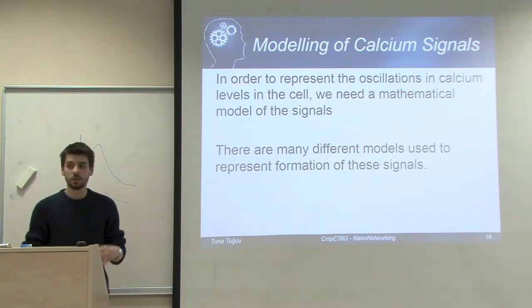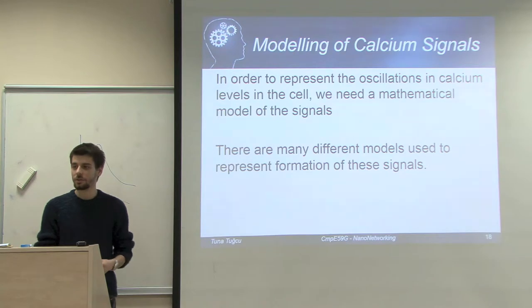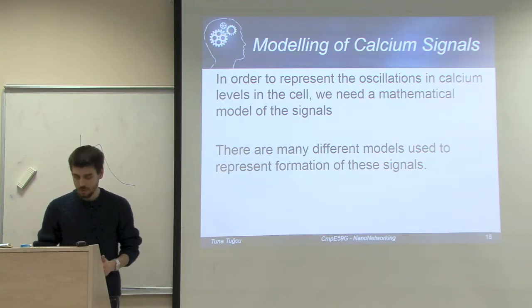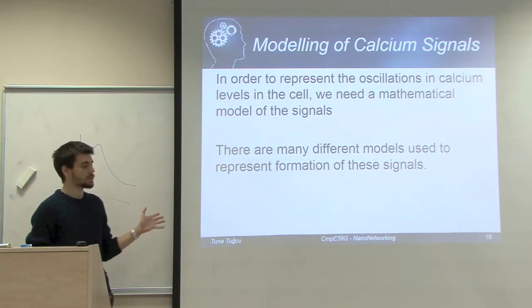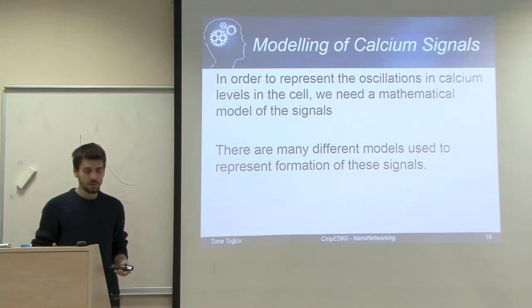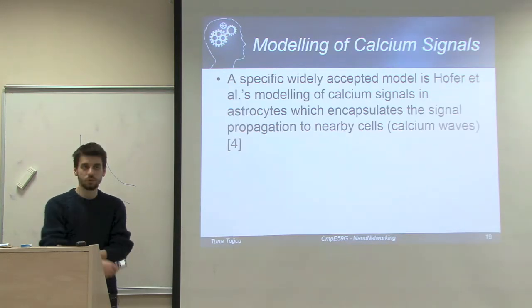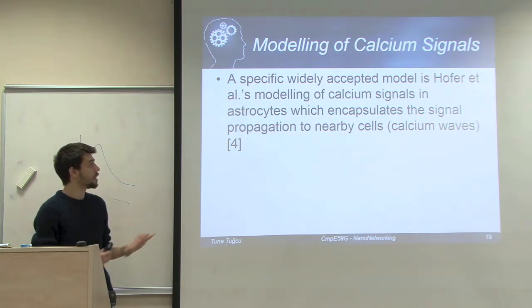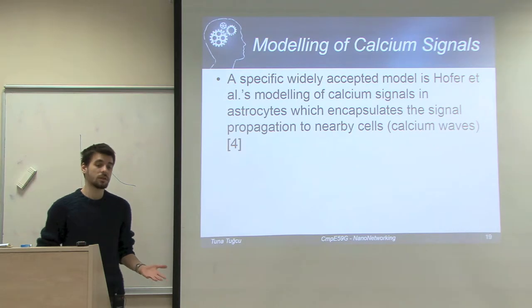So how do we model these signals? Of course, modeling is very important because we don't have plants or bacteria in our lab, so we can't just go ahead and make experiments with them. So we make our experiments on models. How do we model? We need complex mathematical models, and there are many different models in the literature. What I chose to use in my studies were the Hofer models, because they're widely accepted.